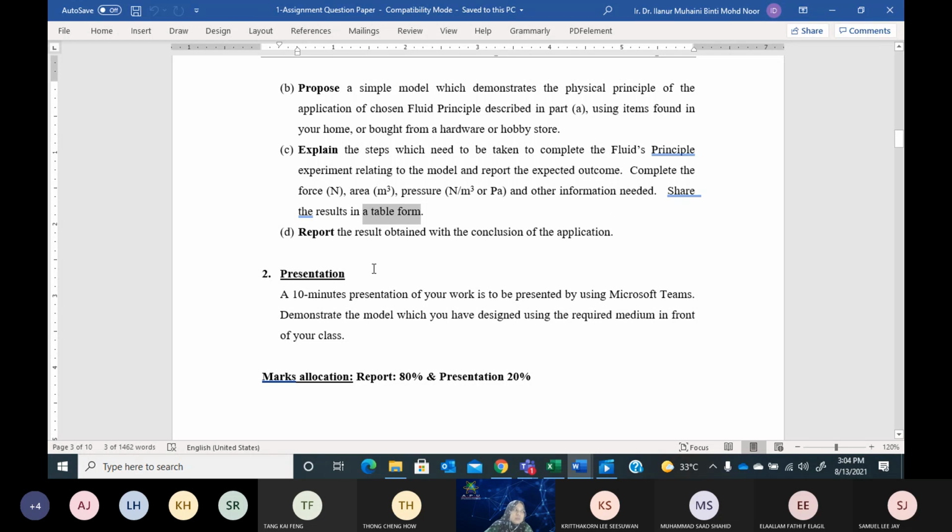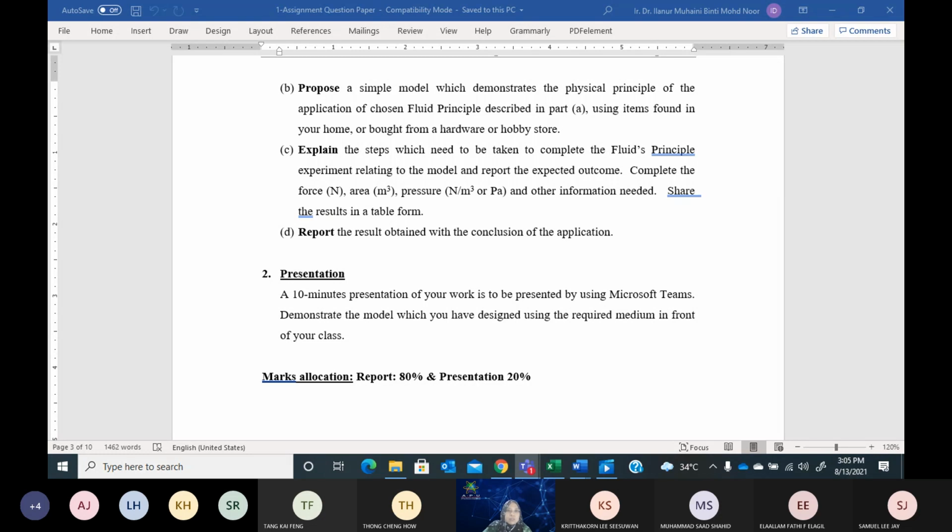After that, a 10 minute presentation of your work is to be presented by Microsoft Teams. Demonstrate the model which you have designed using the required medium in front of your class. This will be in future, about 2 weeks before we finish the semester. But along the semester, you try to find the materials.